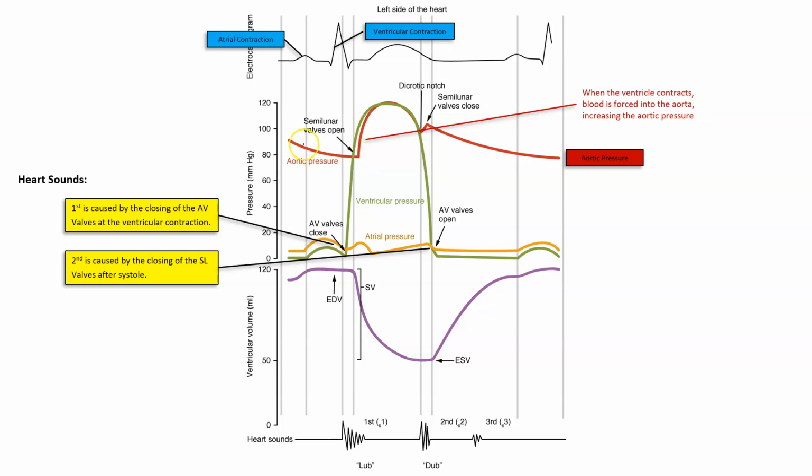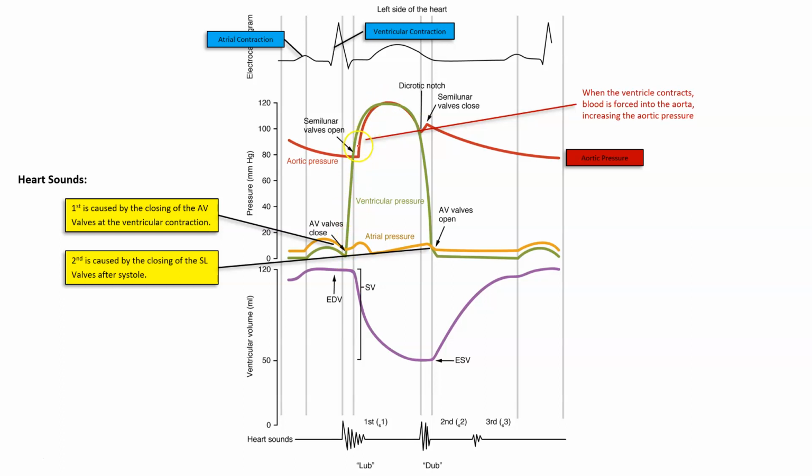Aortic pressure is relatively stable until the ventricular pressure increases, which can be seen with this green line. Ventricular pressure is going to coincide with ventricular contraction. When the ventricle contracts and increases the pressure within the ventricle, it's going to force the blood into the aorta, which directly correlates to an increase in aortic pressure. When the ventricular pressure is increasing, the aortic pressure is increasing.